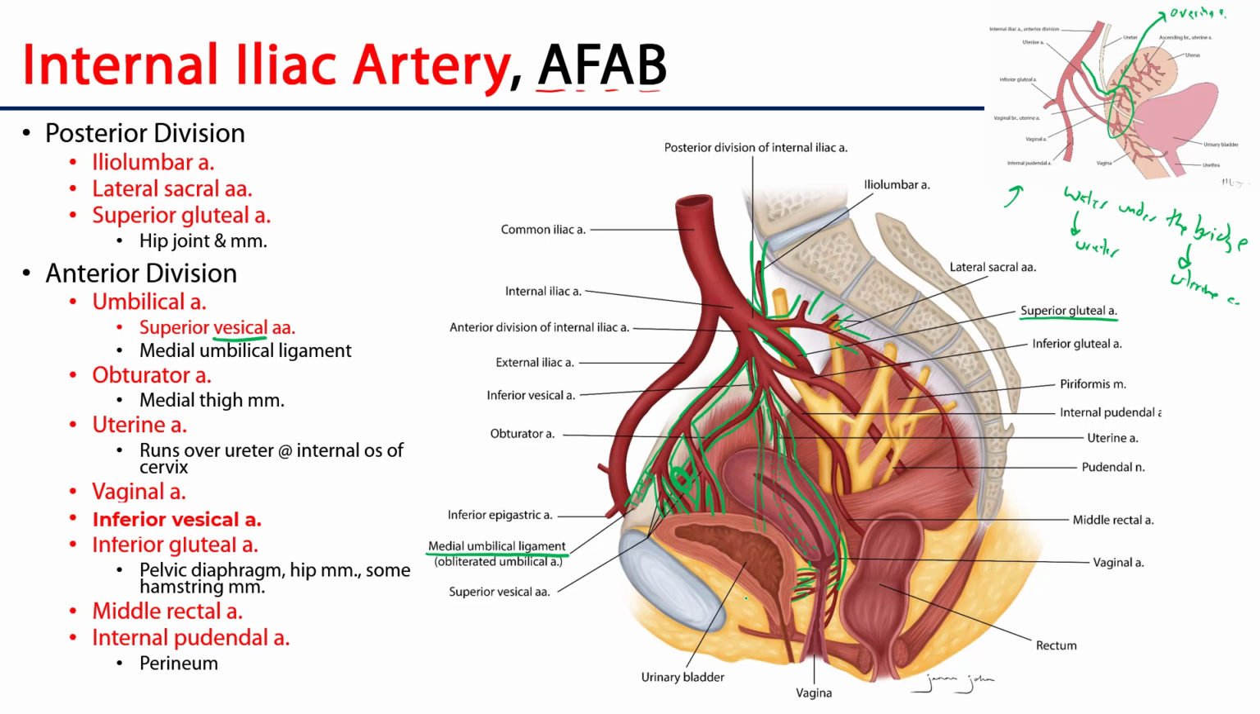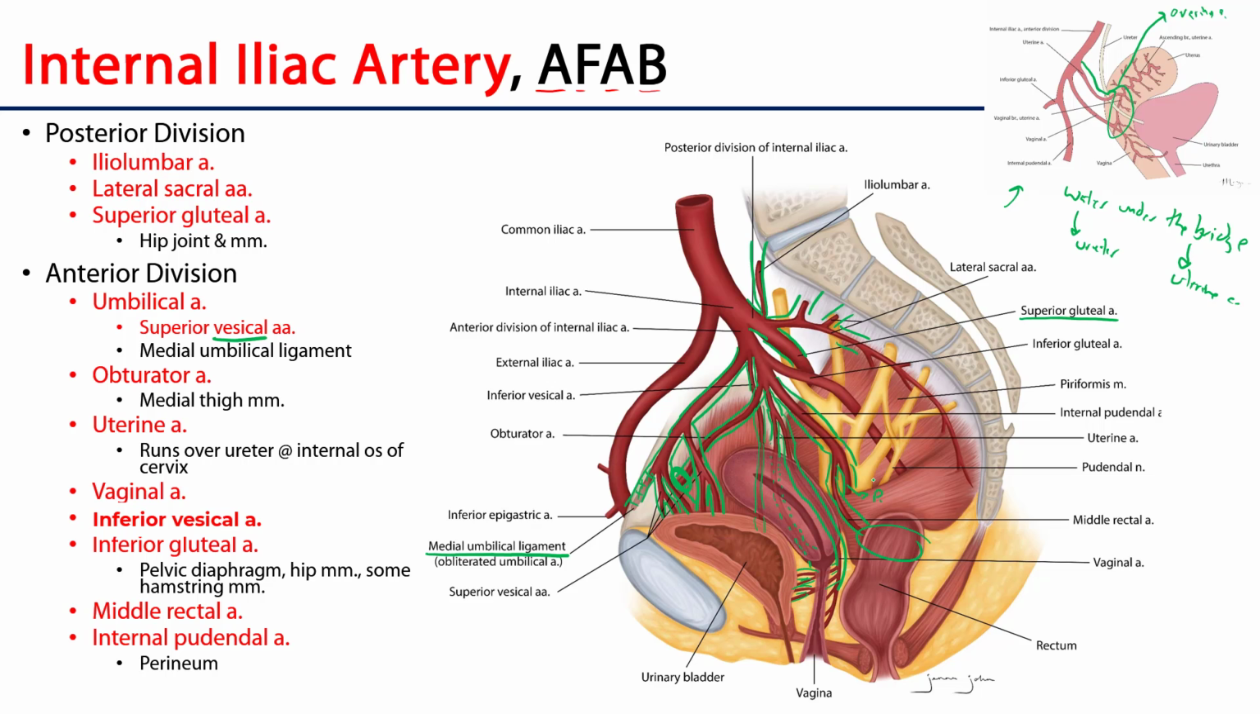Moving right along, we can also see quite an impressive branch here. This is the internal pudendal artery, and we'll pick that up in a second. That's going to exit the pelvis. And here, the middle rectal artery is a branch of that internal pudendal artery. The middle rectal artery is supplying the rectum with blood. The internal pudendal artery is going to supply the perineum with blood.